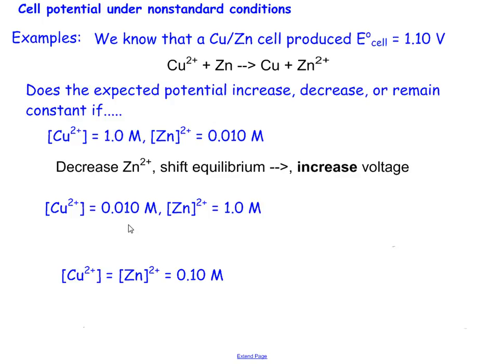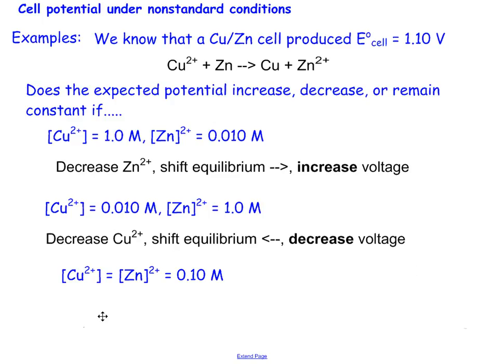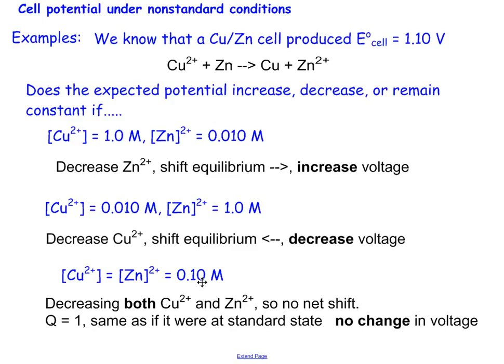Use the same thought process to try to figure out the next 2. Ready to take a look? If you need more time, pause the video. In the second case, I'm decreasing reactant. The reaction will shift towards the left, decreasing the voltage.